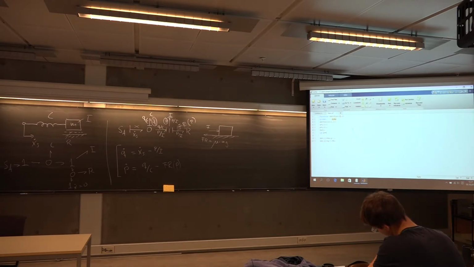If the velocity equals 0, then what? FR equal to, and then I have to write something tricky. Let's see, it's the smallest one of the absolute value of Q divided by C, the spring force, or this mu mg force, like that, multiplied with the sign of the variable Q.